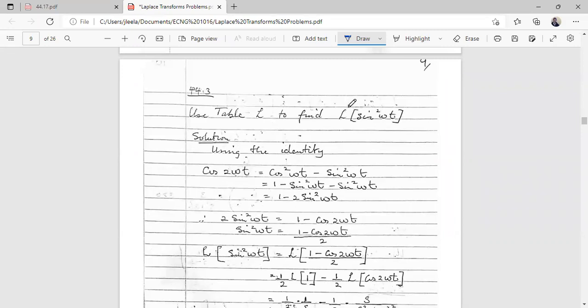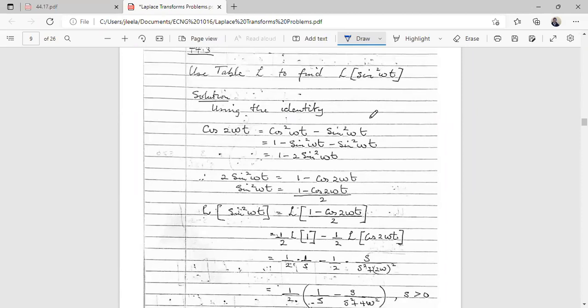Right. So we want to take the Laplace of sine squared ωt. We know the Laplace of sine ωt, but we don't know the Laplace of sine squared ωt. So remember the Laplace of sine ωt is ω over s squared plus ω squared, but that is for sine ωt. So we have to apply some kind of identity in order to do this.